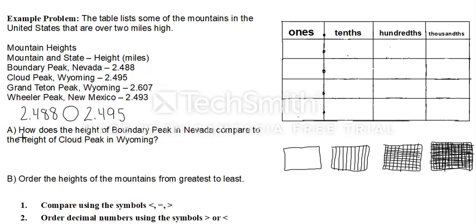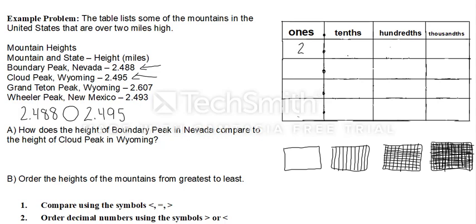So the first thing it says is, how does the height of Boundary Peak in Nevada compare to the height of Cloud Peak in Wyoming? So that is these two first peaks here, with mountain heights given in miles. So the first thing we do is we're comparing. We always want to line up to compare number values by decimal places and number places. If we want, we can call the numbers to the left of the decimal whole world, and the numbers to the right of the decimal land. So we line them up by place value.